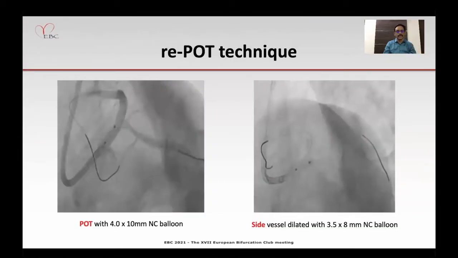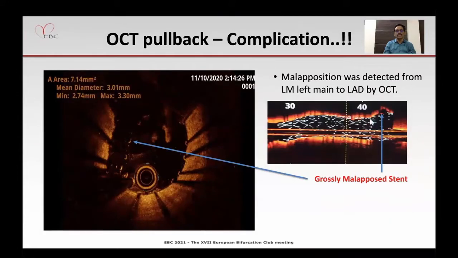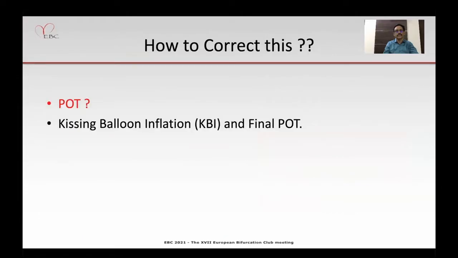Now this is the REPOT technique, that is the POT followed by distal recrossing and an NC balloon into the LCX, which was dilated there. And an OCT pullback showed a grossly malapposed stent following the side branch balloon dilatation. This malapposition was not only in the left main but also in the proximal LAD, as the stent rendered view shows there. So how to correct this malapposition?